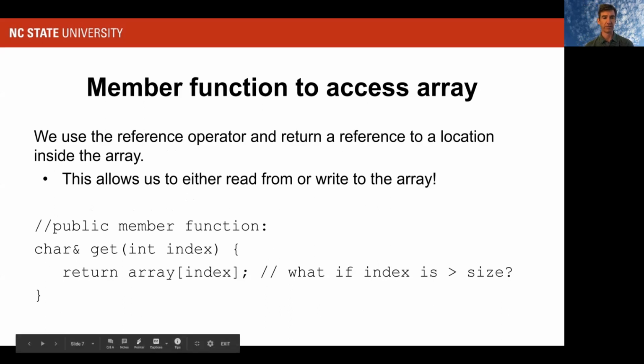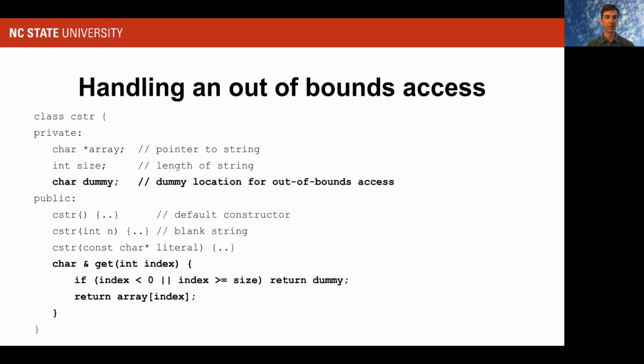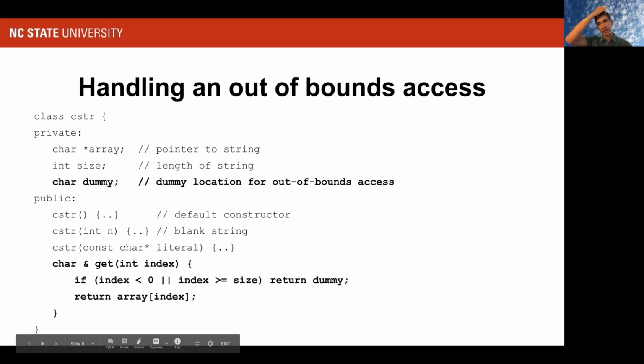We have a function called get, it takes an index, and then we're going to return the array at this index. Because my return value is a character reference, what this really means when I say return array index is return a reference to this location. And since I'm returning a reference, I can use that reference to either access that position in the array and read it, or modify that position, because that reference is an alias for that position in the array. So it's very powerful, and this gives me the functionality that I want. And so this is how it looks. That's the basic functionality I need.